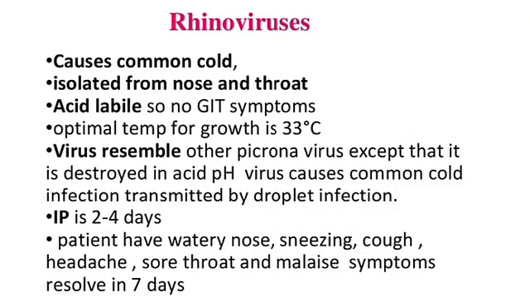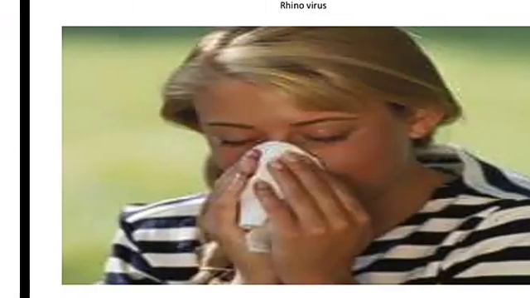Rhinovirus. This causes the common cold and is isolated from the nose and throat. It is acid labile, so there are no GIT symptoms. Optimal temperature for growth is 33 degrees Celsius. The virus resembles the other Picornaviridae except that it is destroyed in acid pH. The virus causes the common cold, transmitted by droplet infection. IP, that is the incubation period, is nearly 2 to 4 days. The patient has a watery nose, sneezing, cough, headache, sore throat and malaise. Symptoms resolve in 7 days.